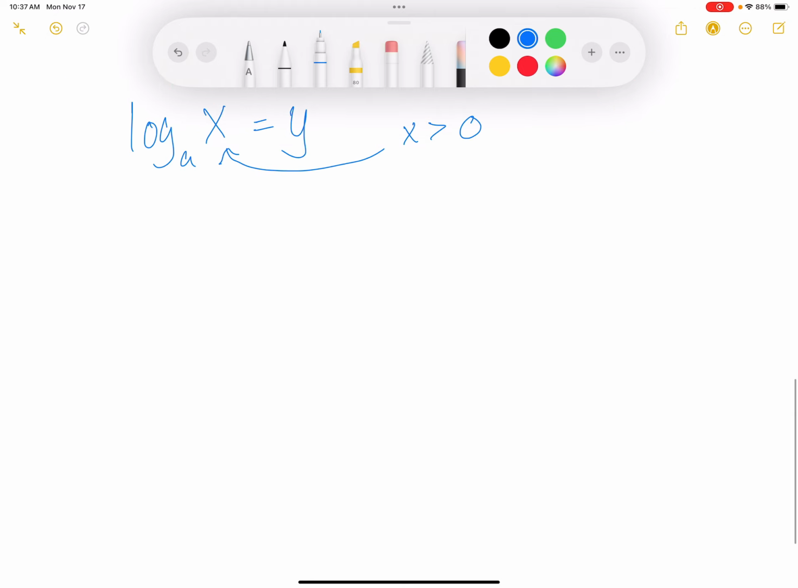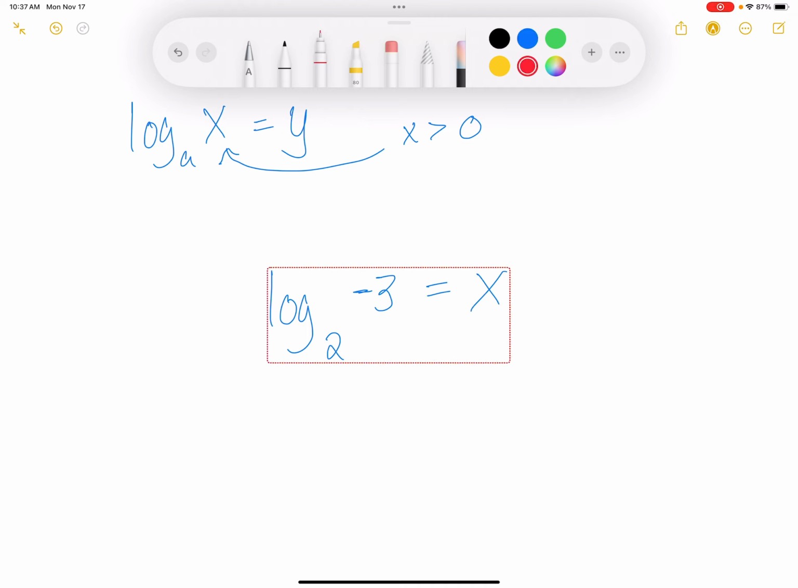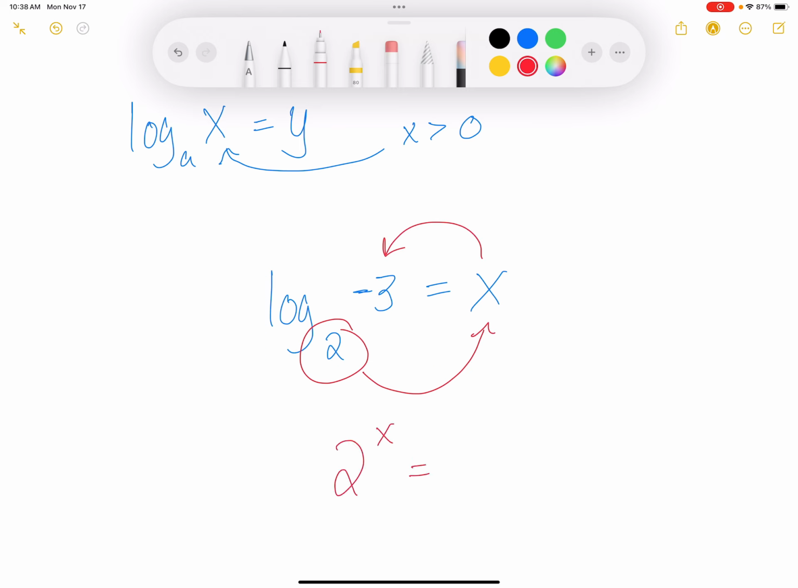Let me give you one idea. Let's say that I have log base 2, a number that's not 1 and is positive, of -3 equals x. And I'm like, what is this? Essentially, I'm saying 2 to the x power is equal to -3.